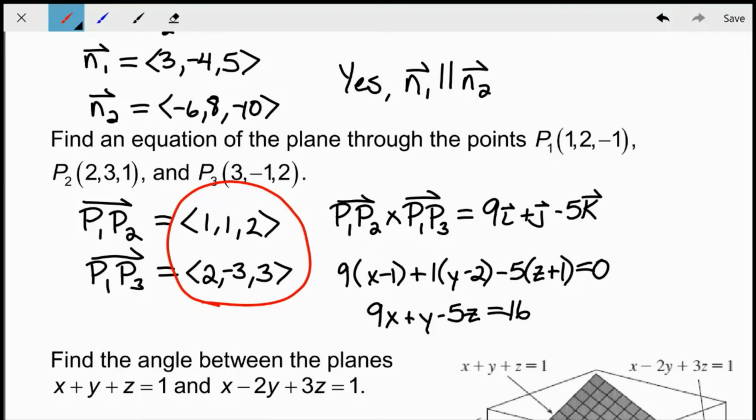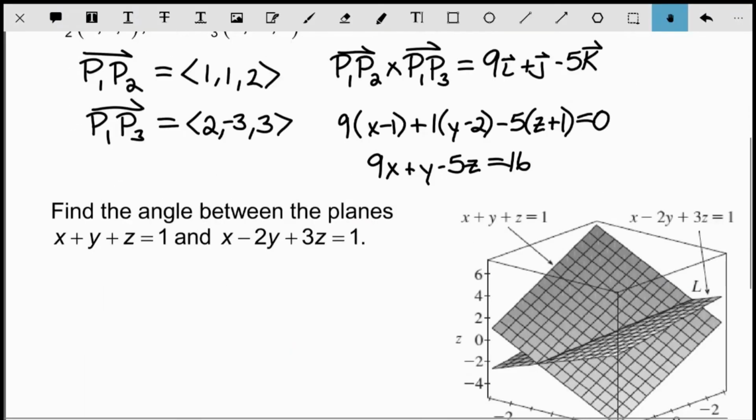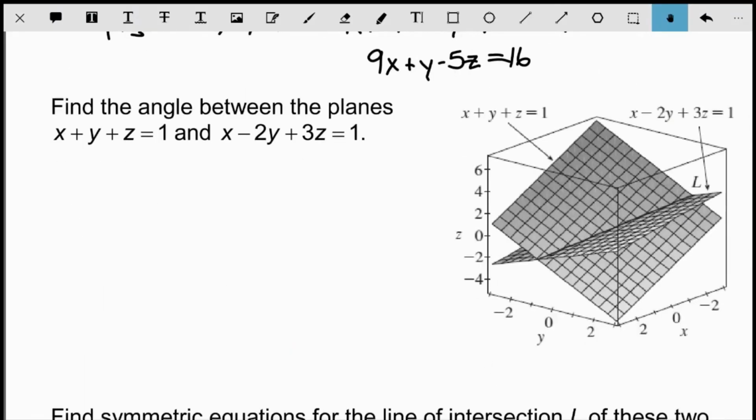If you can't and you need to set up your 3x3 determinant, go ahead and do that, whatever works best for you. All right, so let's take a look at another question here. And I included a diagram just so you can kind of see what they're talking about. It says, find the angle between the planes x plus y plus z equals 1 and x minus 2y plus 3z is equal to 1.